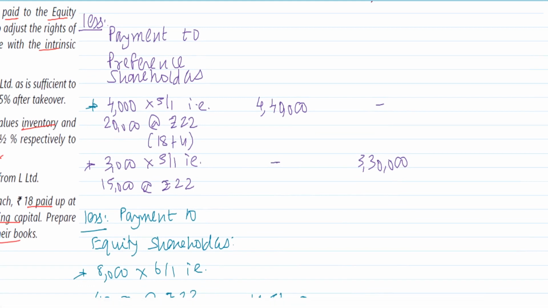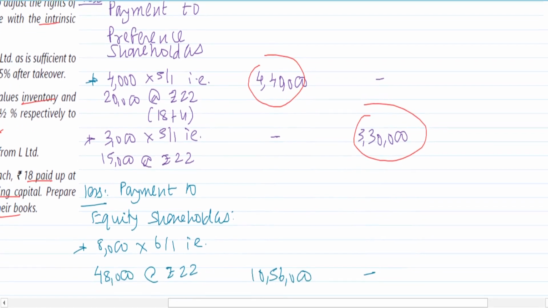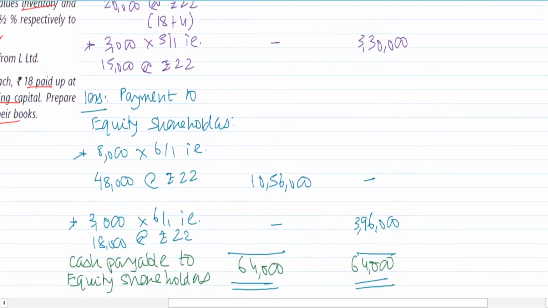Now, what is an interesting thing is you are paying this to the preference shareholders, right? And this 10 lakh 56, 3 lakh 96, sorry.